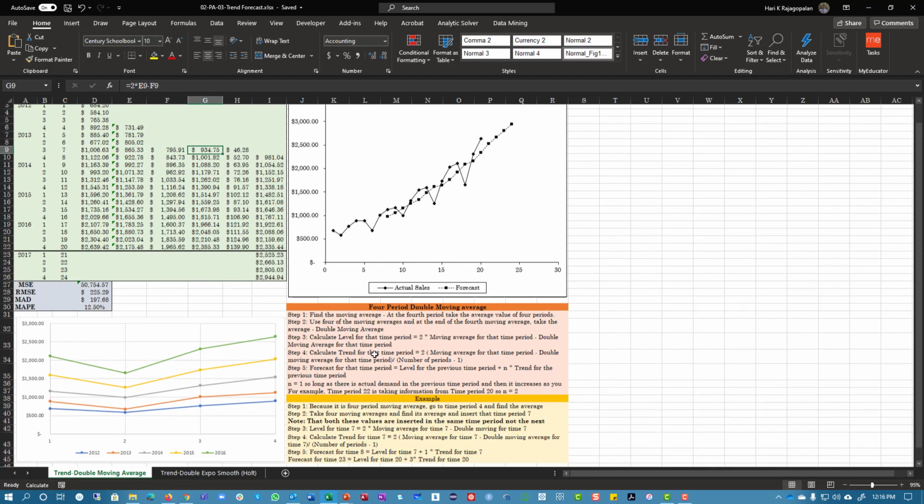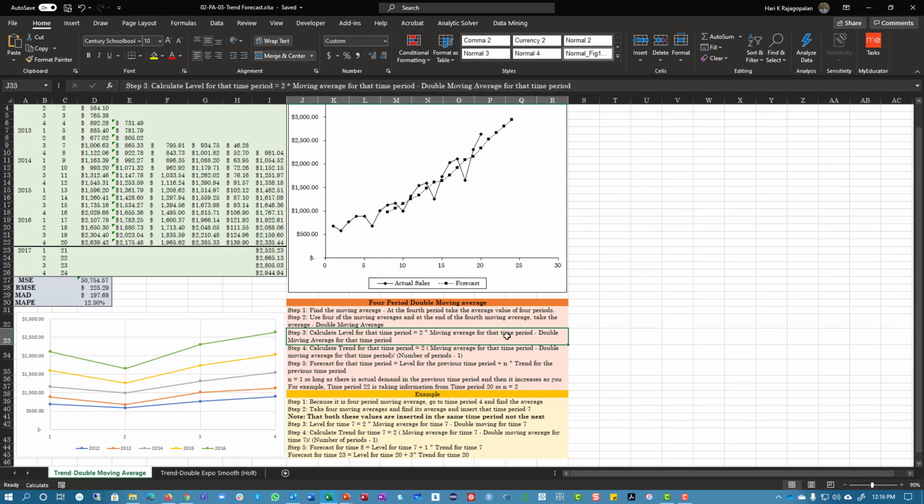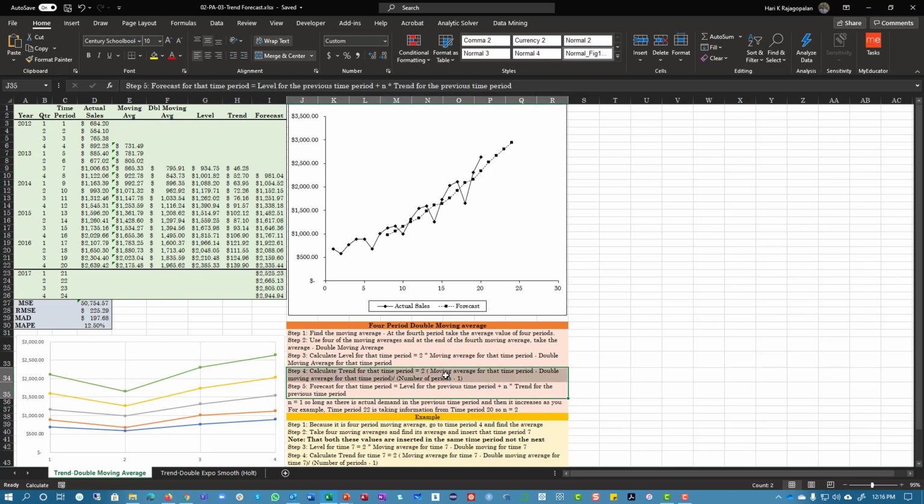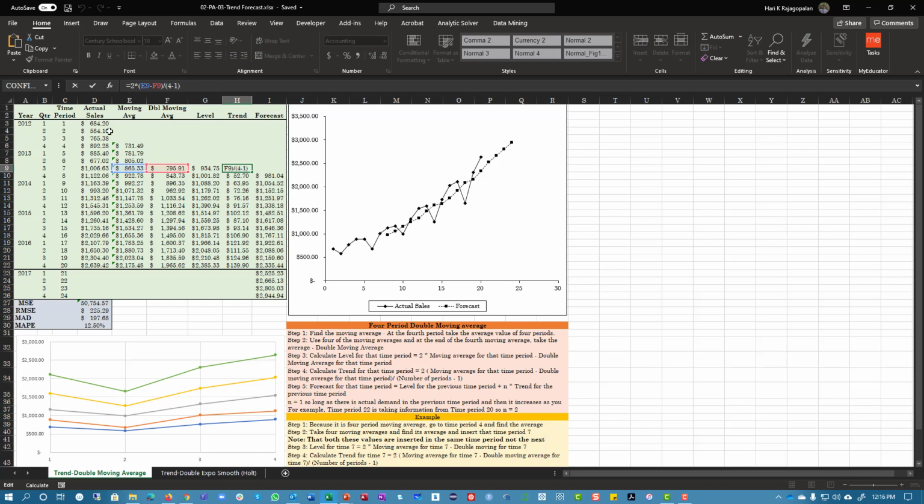And then level, you use this formula, 2 times moving average minus double moving average. So level here, if you double click, 2 times your moving average minus the double moving average for the same time period. So don't change the time period there. Trend is 2 times moving average minus double moving average, and then you divide it by the number of periods minus 1. So there we go. The number of periods is 4 here, number of seasons, so it's 4 minus 1, and you use the same formula. And then forecast, remember the final forecast is for the next time period. You're going to use that.